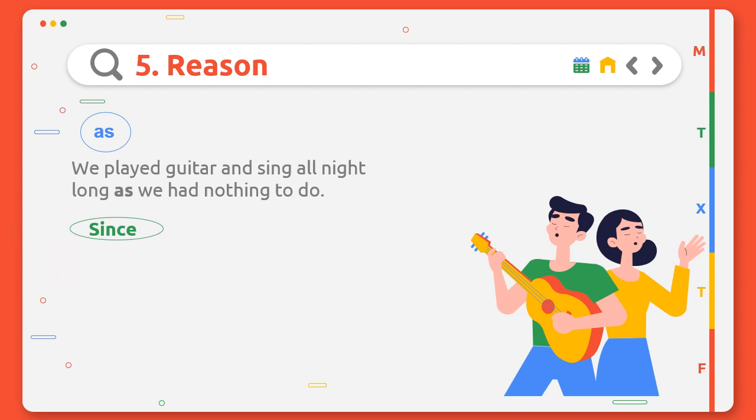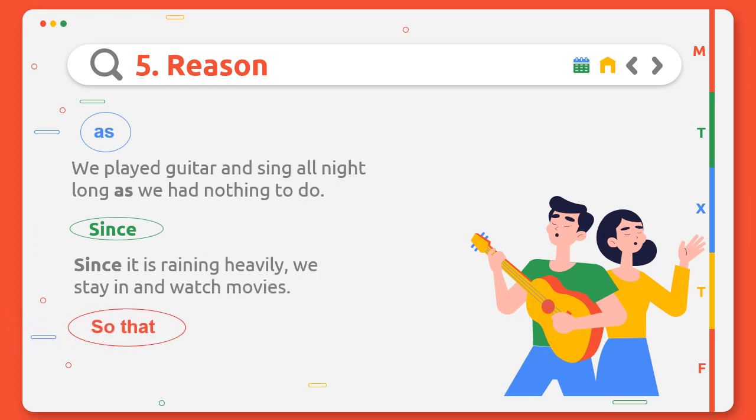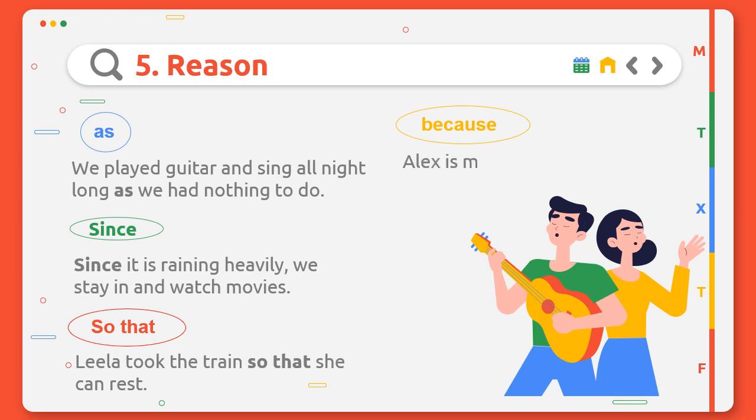Next, we have "since". Since it is raining heavily, we stay in and watch movies. Here we have "so that". Leela took the train so that she can rest. Finally, the most basic one is "because". Alex is mad because his brother ruined his toy car.